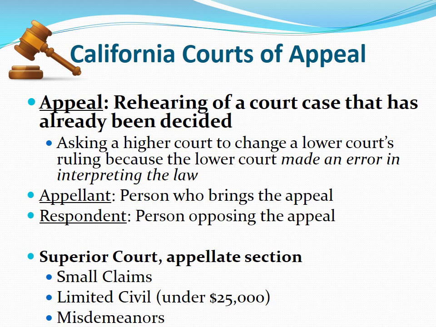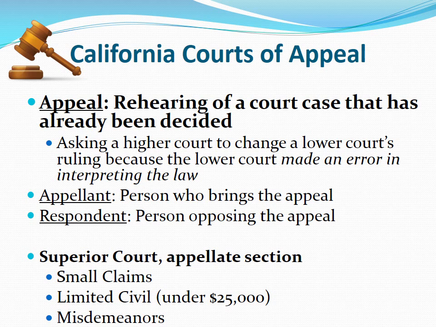The California Court of Appeals is your next court when you don't like the decision that happened at the trial court level. Basically, an appeal is where you're going to rehear a court case that's already been decided. You're asking a judge to look over the work that the prior judge has done and determine that the lower court judge at the trial court level made an error. They messed up, they made a mistake, they interpreted the law incorrectly, and so, higher judge, I need you to look at this case and figure out what they did wrong so that you can overturn the fact that I lost in the lower case.